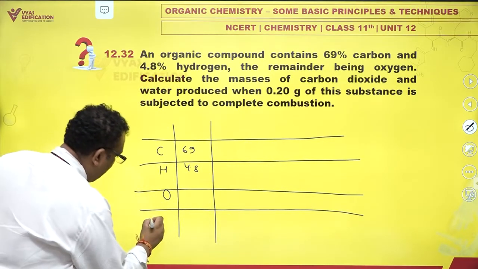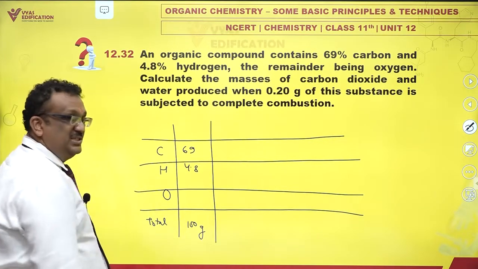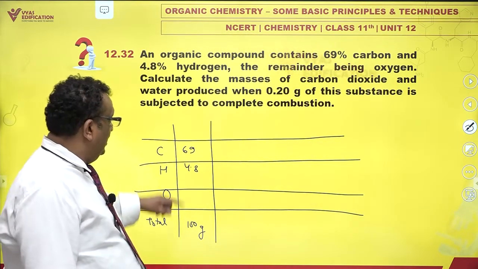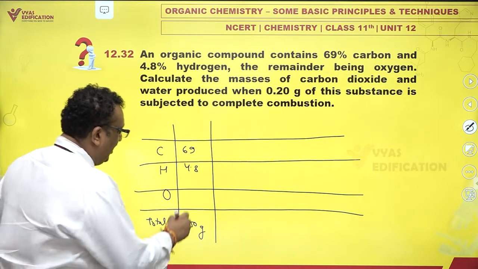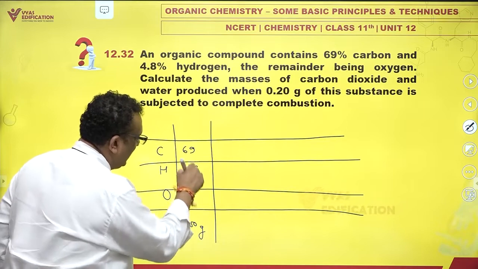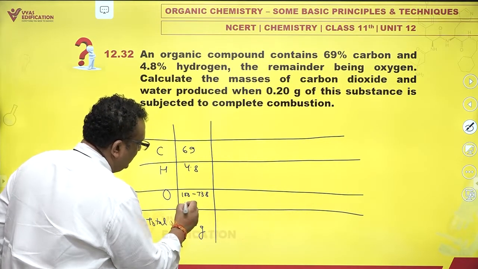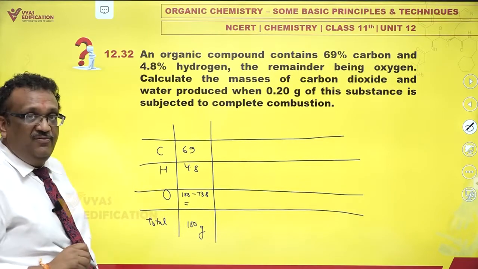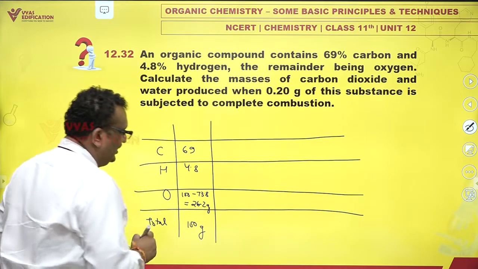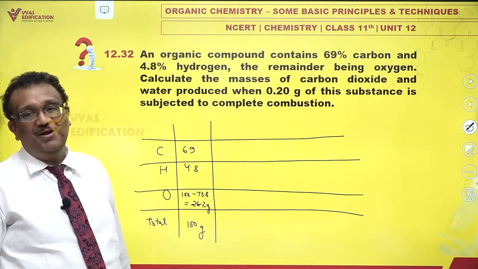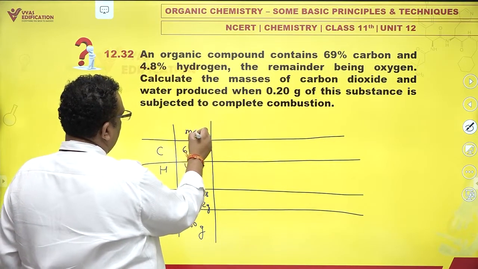So total is 100 grams. Let us assume we have 100 grams of organic compound, this much is carbon and hydrogen. How much is oxygen? That would be 100 minus 73.8. How much is that? Well, 26.2 grams. This is mass.